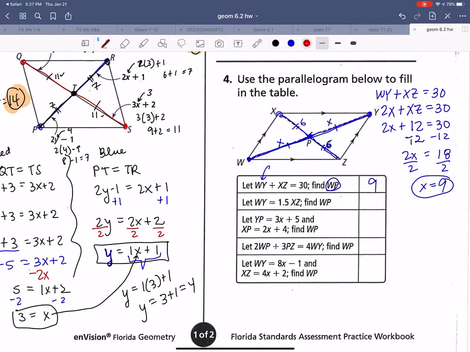Now I can check this. So if this is 9 and that's 9, that's 6 and that's 6. Add them all up, you should get 30.